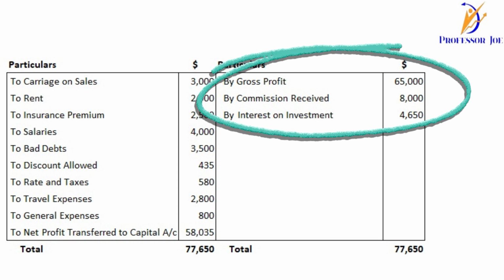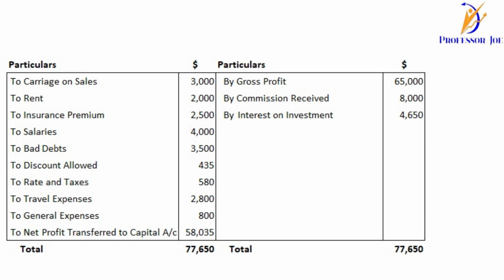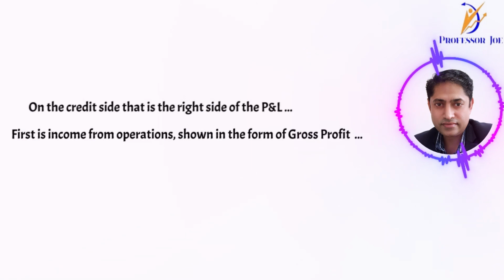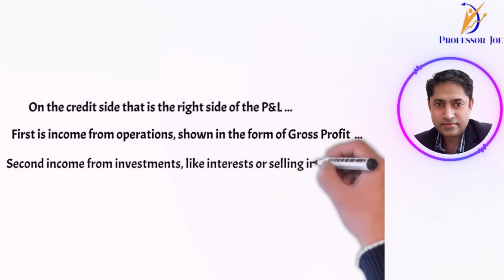On the credit side, that is the right side of the P&L account, all the different kinds of income are shown. The first type of income is income from operations, which is shown in the form of gross profit. Now, this is the best type of income for a company. If a company is making good gross profit, the company is a really good company.